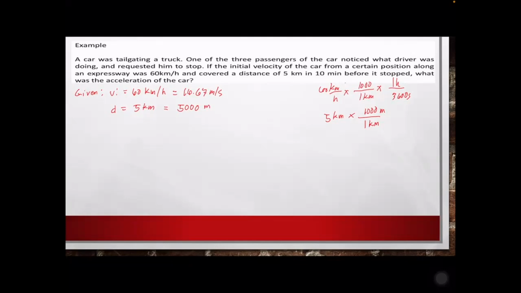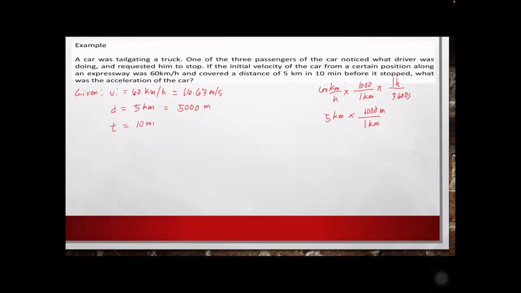Another given. Yes, Nuga. What is our another given in the problem? Sir, di ko alam. Mr. Torres. Sir, 10 po. Ano yung 10 na yun? Itong 10 na to, this is time.